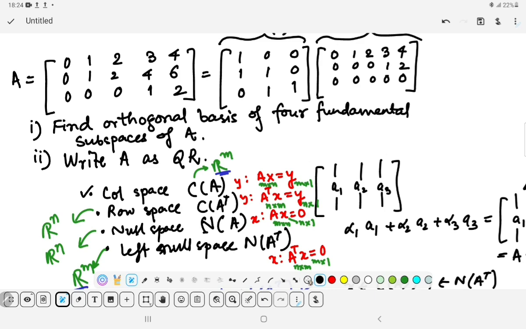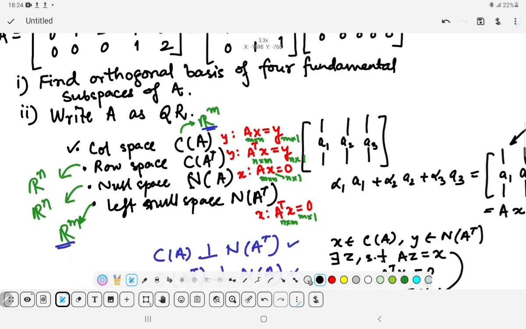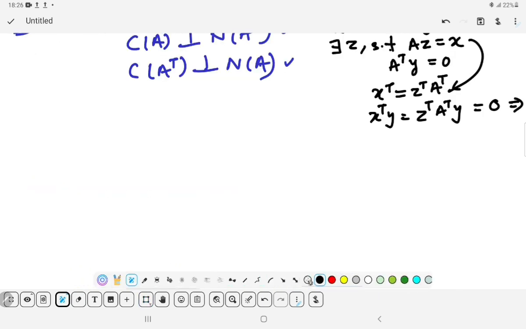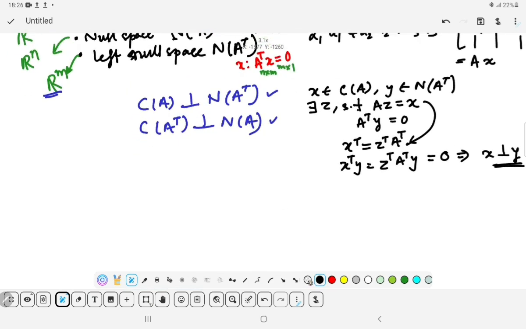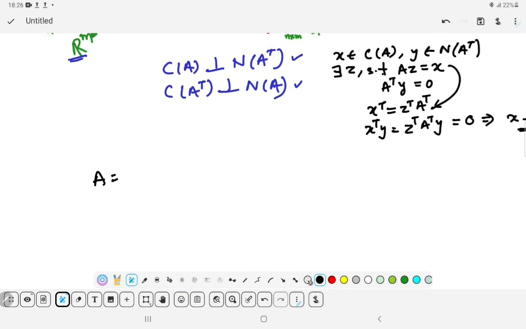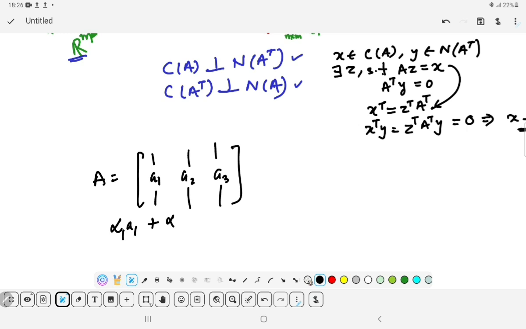So for the column space we can claim like this, that I want to find the basis of the column space of A, right? So if I write A as A1, A2, A3, I want to find the basis. So to find the basis of the column space, say I take a general combination alpha 1 A1 plus alpha 2 A2 plus alpha 3 A3 equal to 0. Now I want to eliminate all the dependent columns.